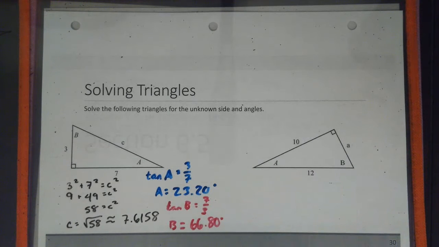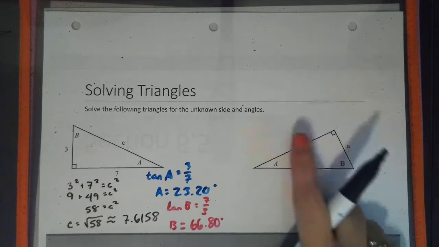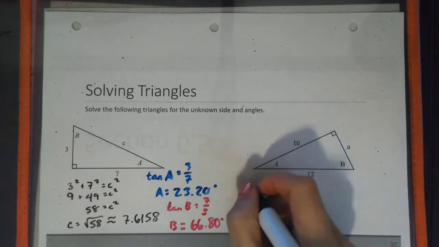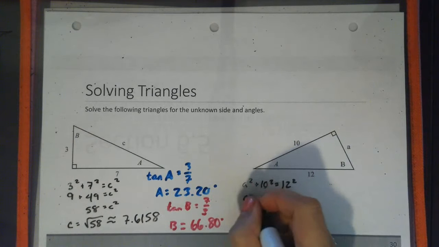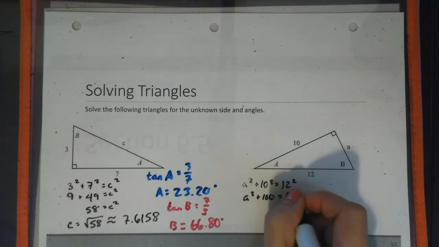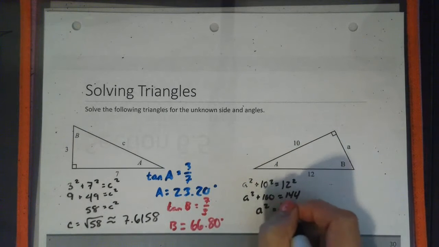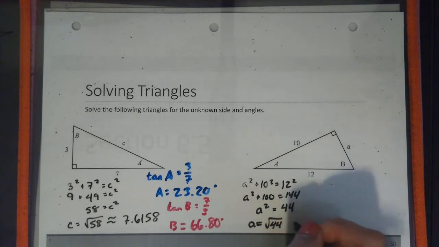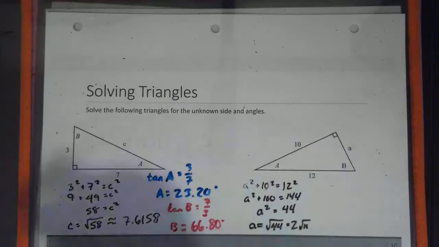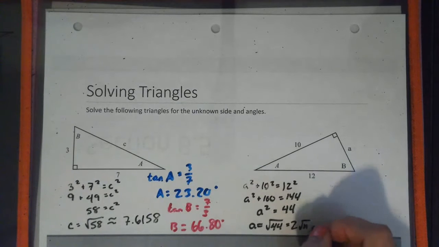Looking over here at my second triangle, I need to find side A, and then angle A and angle B. So let's start with side A. Using the Pythagorean theorem, I'll have a squared plus 10 squared equals 12 squared. So that'll be a squared plus 100 equals 144. A squared equals 44, so a is the square root of 44. I could reduce it to 2 times the square root of 11, but that is about equal to 6.6332.